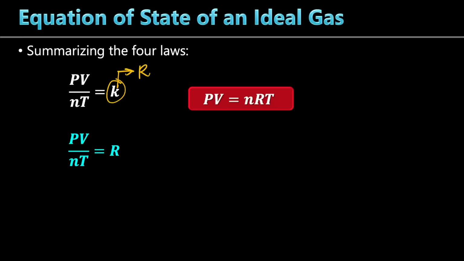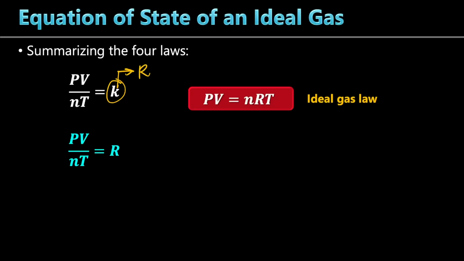This equation is just a summary of the 4 individual laws that describe ideal gases that I presented in the previous slide. And this popular equation is known as the ideal gas law, which we also call the equation of state of an ideal gas. Why? Because it is an equation that gives us the state of the ideal gas. It consists of the state variables P, V, N, and T. Of course, R is not a variable, it's a constant.